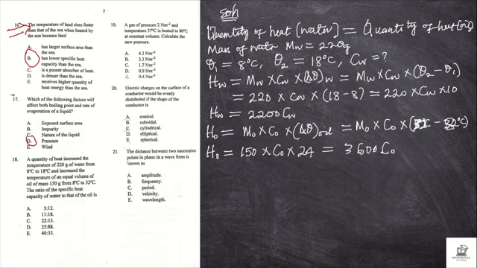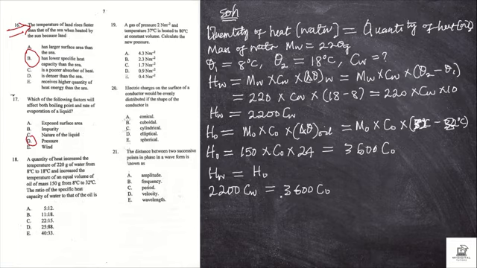Now we have established from the question that the heat required to raise the temperature of water is equal to the heat required to raise the temperature of oil. So we can now conveniently equate this: 2,200 times the specific capacity of water equals 3,600 multiplied by the specific capacity of oil. Remember, what we are asked to calculate is the ratio of the specific capacity of water to that of oil.